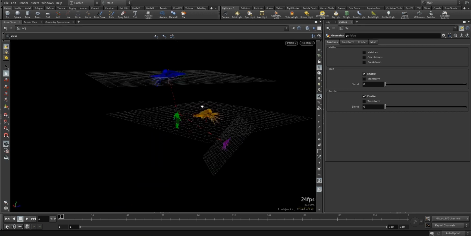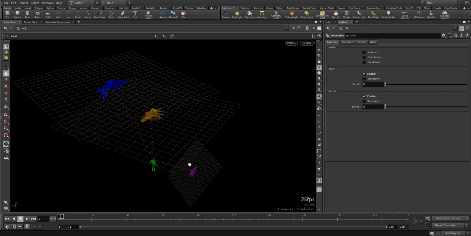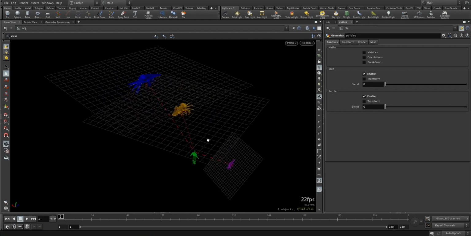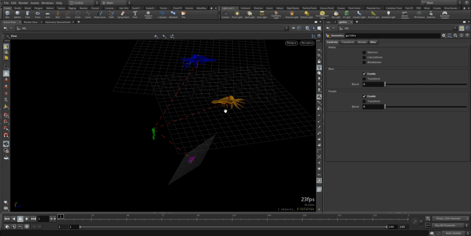But they all have different answers because they are all in different positions. So essentially they all have their own matrices, including Neo. He has his own transformation matrix. So does the purple guy, so does the blue guy, so does the orange guy.